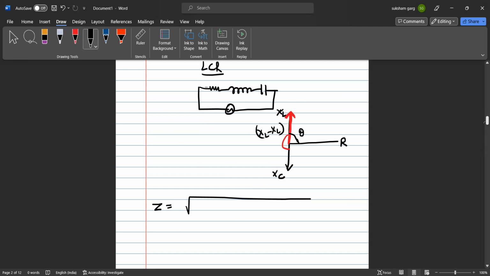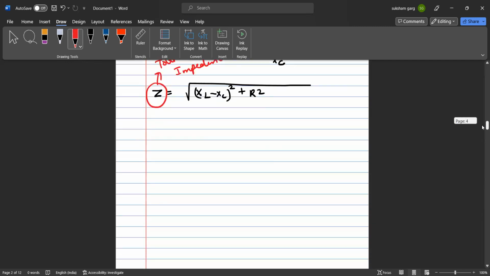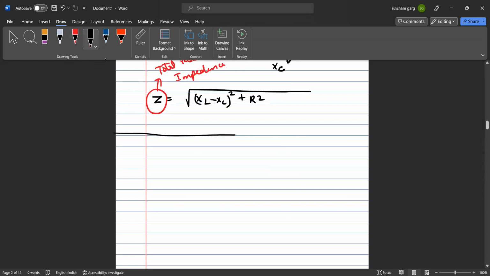Here the cos theta value is cos 90 degrees, so it is 0. That's why I can directly say Z squared is equal to (XL minus XC) whole square plus R square. Now what is this Z? Z is called the total resistance of the LCR circuit, which also has a fancy name. It is called the impedance of the circuit. Okay, so I hope until now you have clearly understood how to pass AC current through three devices and how to calculate the net value of resistance, which is called impedance.